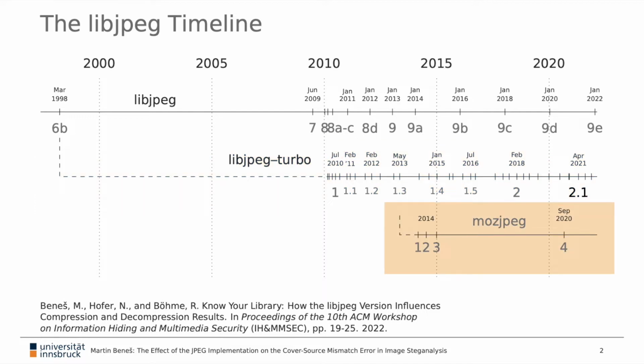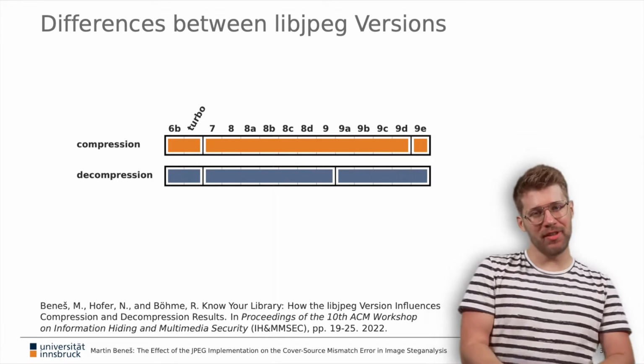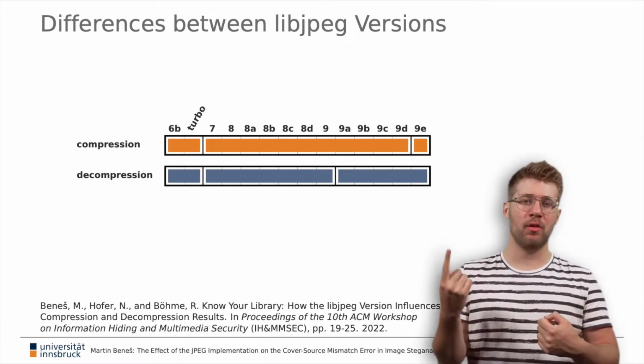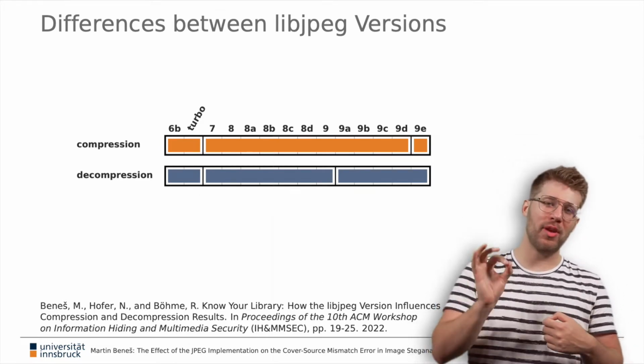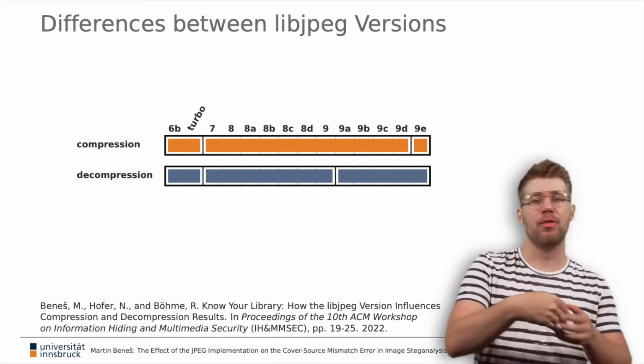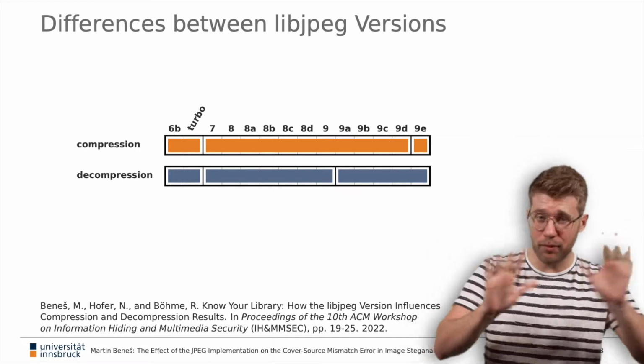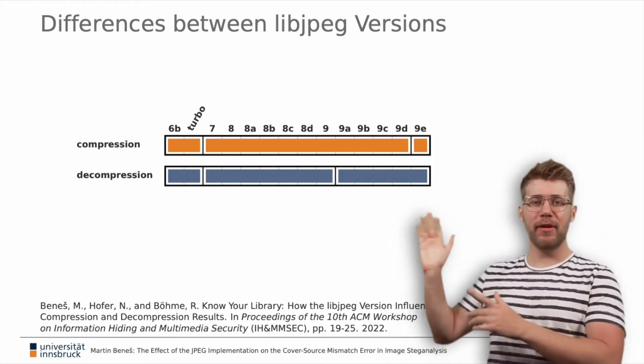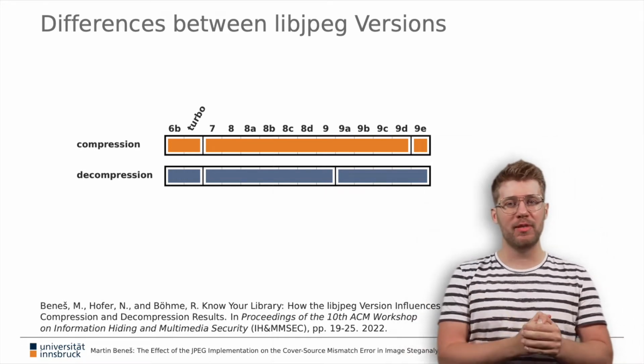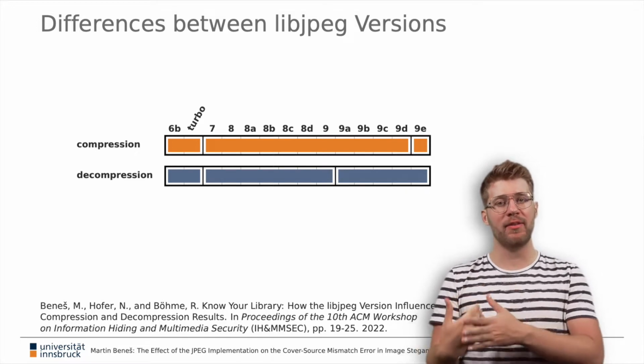In our previous paper, we studied the differences between different versions of libjpeg. When analyzing 13 versions of libjpeg and one version of libjpeg Turbo, we observed 3 different outputs for compression and 3 different outputs for decompression. And this is without changing any compression and decompression parameters. The figure shows the sets of versions producing identical outputs and where the differences occurred.